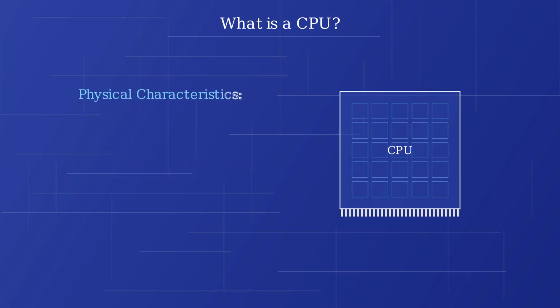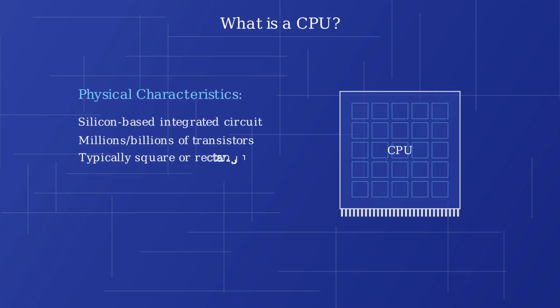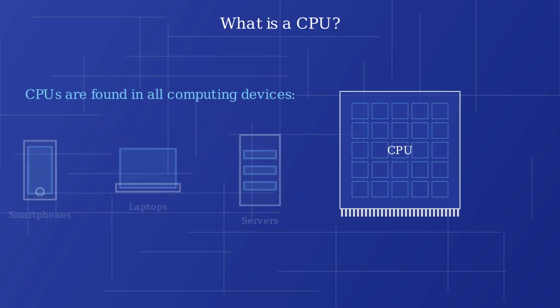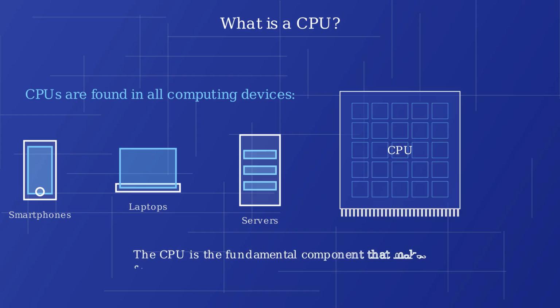A modern CPU has several key physical characteristics. It's a silicon-based integrated circuit containing millions or billions of transistors. CPUs are typically square or rectangular in shape and generate heat during operation. CPUs are found in all types of computing devices, from smartphones and laptops to servers and supercomputers. The CPU is the fundamental component that makes all modern computing possible.